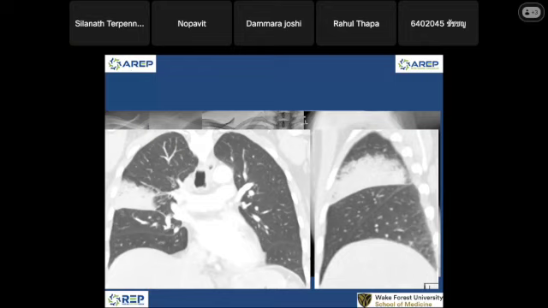But if the fissure is incomplete, the infection will cross that fissure and go to the right middle lobe. So it depends on the natural barrier of that person, whether it has a complete fissure or an incomplete fissure. So this one is an example of a young person. This is a right upper lobe pneumonia.